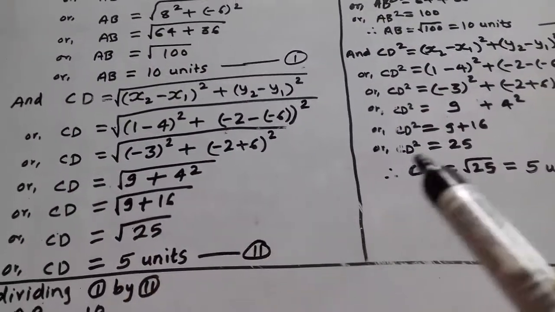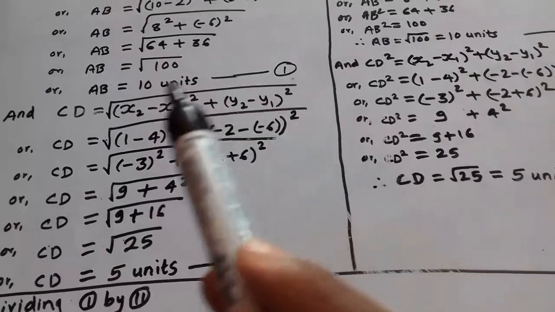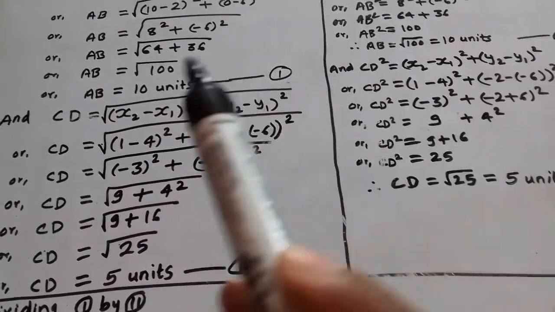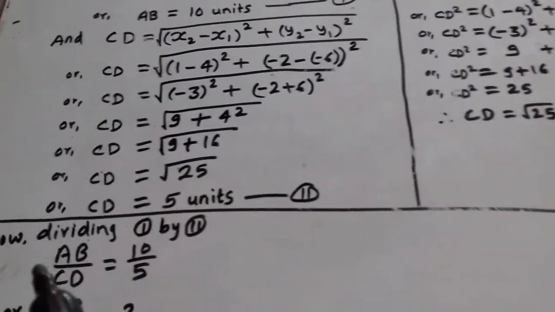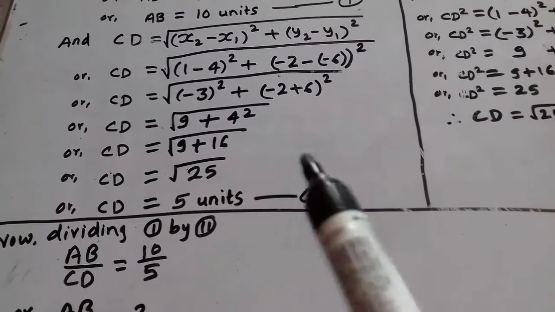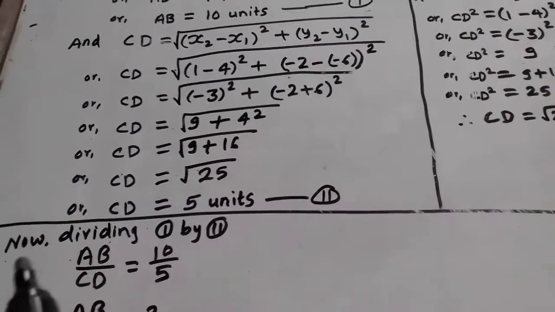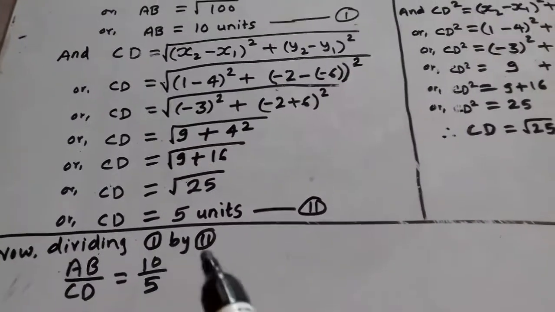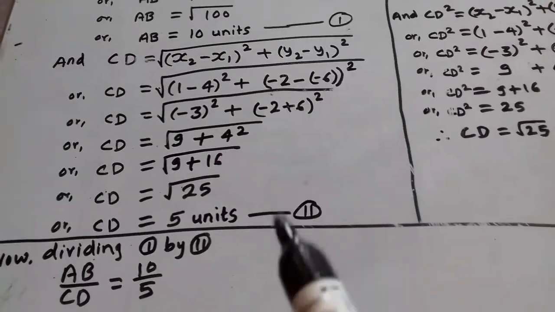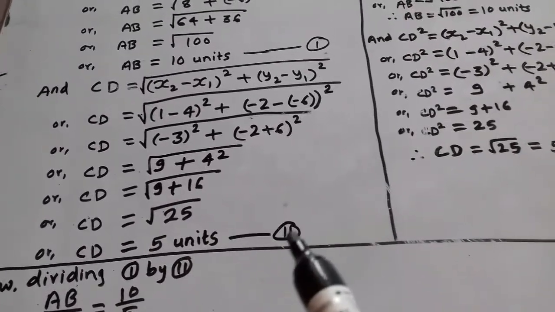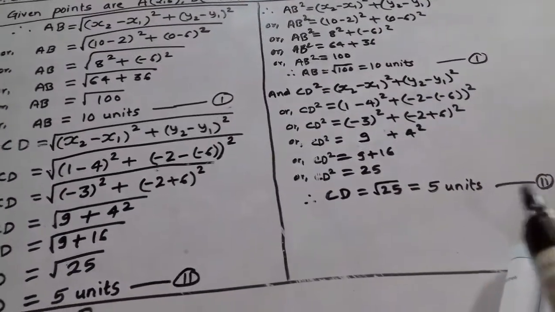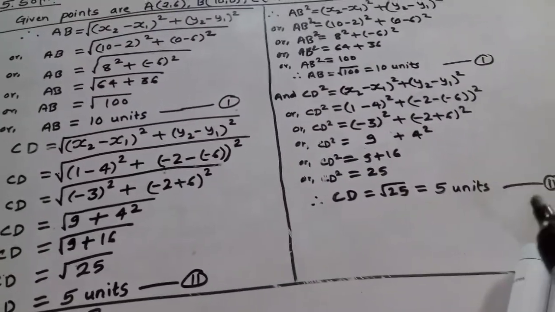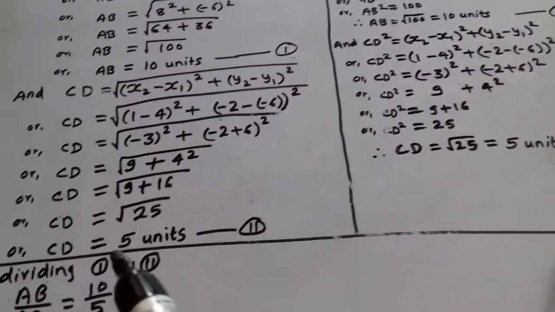After finding AB and CD either by this way or by this way, then in both processes we have to divide 1 by 2. We can divide 1 by 2 or 2 by 1. Here also, this 1 by 2 or 2 by 1.